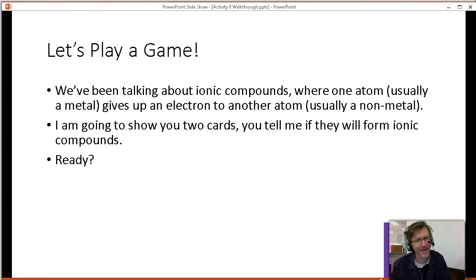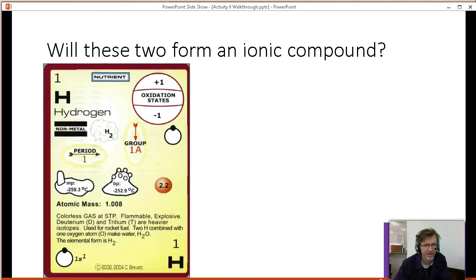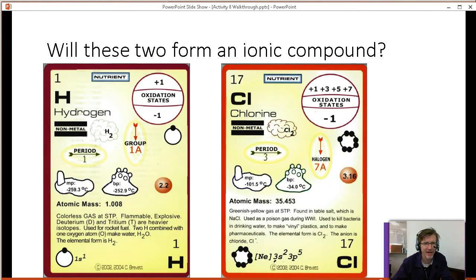Yes. All right. So, let's play a little game about this. We've been talking about ionic compounds. One atom, usually a metal, gives up an electron to another atom, which is usually a non-metal. So let me show you 2 cards. You're going to tell me if they form an ionic compound. Are you ready? Here we go. Do these 2 atoms form an ionic compound?